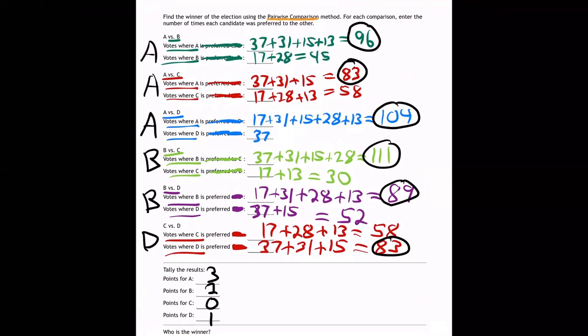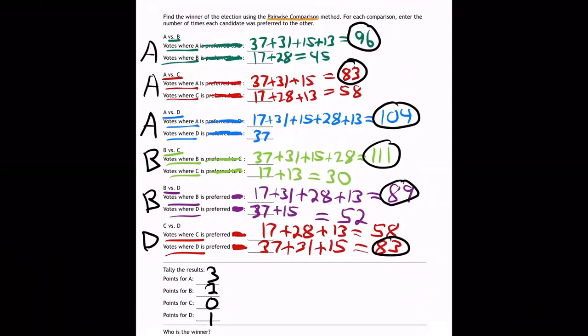Now, again, if there was ever a tie, each person gets a half point, just like hockey. For a tie, they get a half point. We didn't have any ties. So for example, if C and D had tied on this last one, I would have given C a half point and D a half point. But it didn't happen that way.